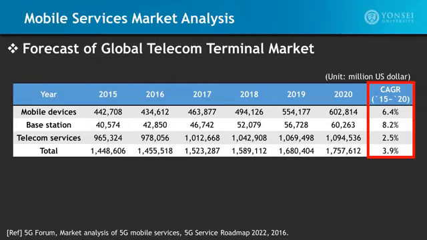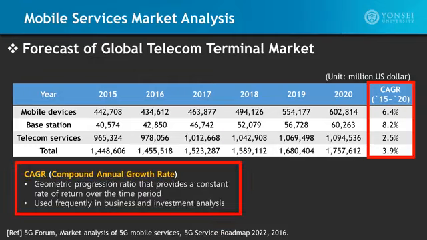In order to understand what this percentage number means, first we need to study what the CAGR is. This is the compound annual growth rate. It is a geometric progression ratio that provides a constant rate of return over the time period. This is frequently used in business and investment analysis, so it is very useful to know.